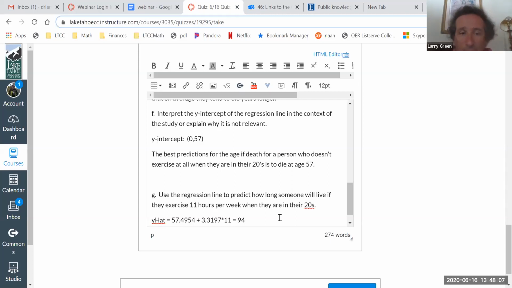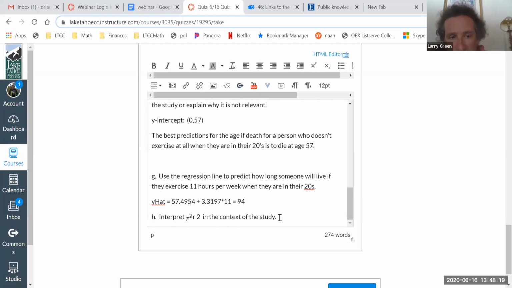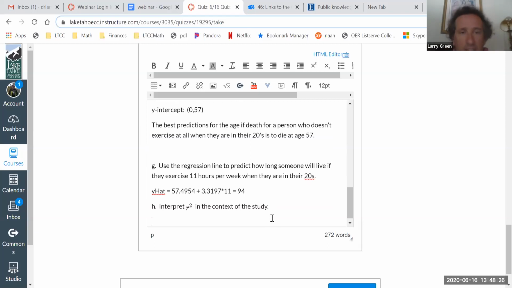So that means your best prediction for someone who exercises 11 hours a week when they're in their 20s is 94 years old. Okay, any questions on that? Okay, now interpret R squared in the context of the study.